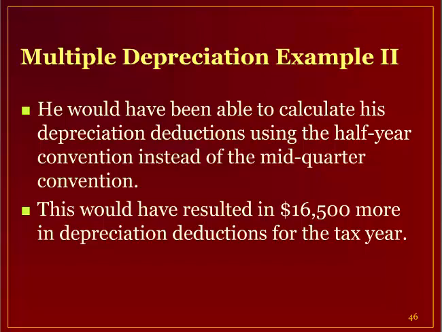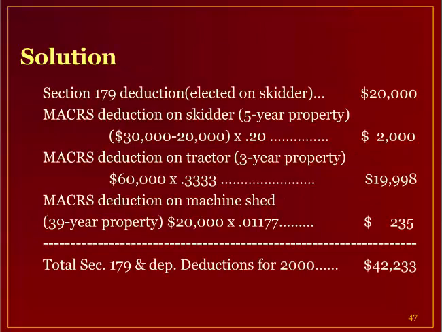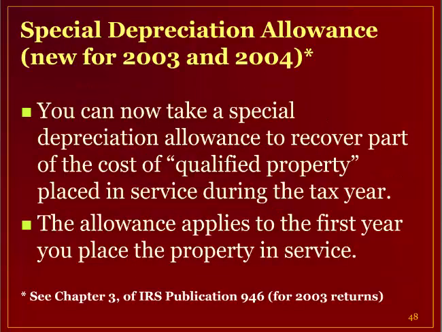And this is, again, the same thing, $20,000 on the skidder, $10,000, but now this percentage jumps up because now we're in the half-year convention rather than the mid-quarter, and he comes down here and now he's up another $16,000. So now he's able to deduct $42,233. But now, in 2004, he can write off everything under the Section 179, except for the machine shed.